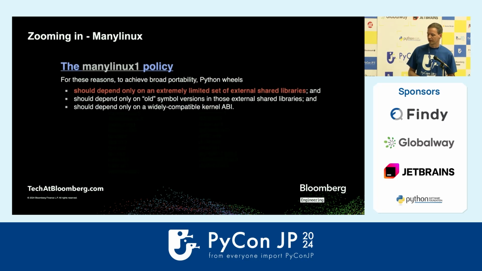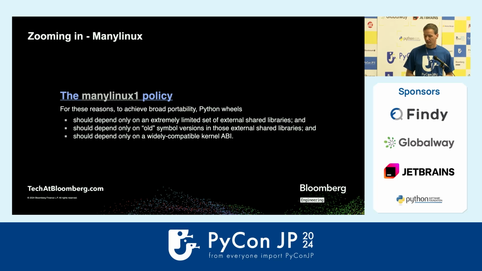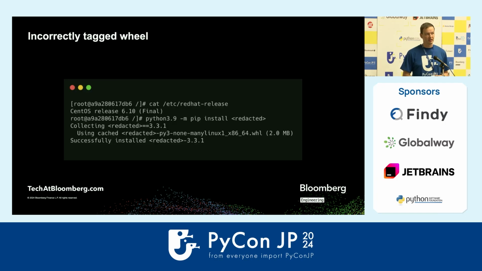Okay, so now we handled the first one. Let's move on to the second rule here. Python wheels should depend only on old symbol versions in those external shared libraries. Okay, so let's look at our next example to understand what these old symbol versions mean.